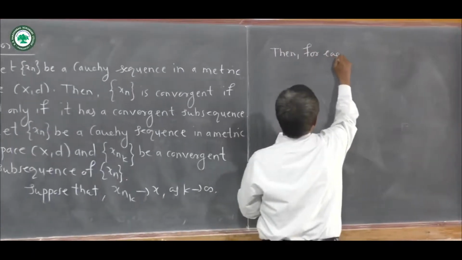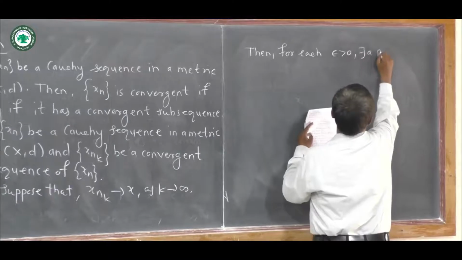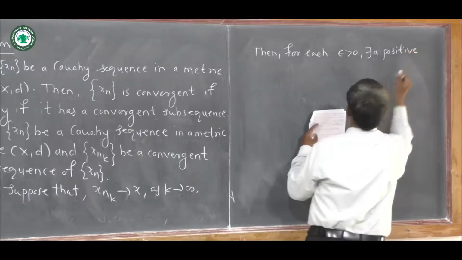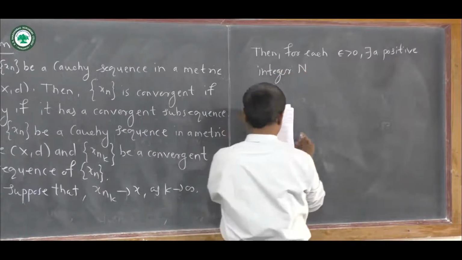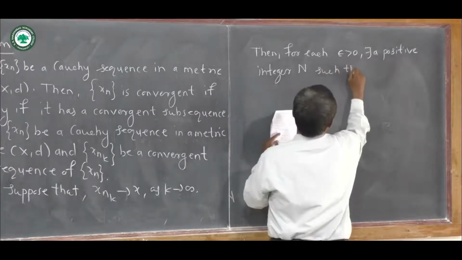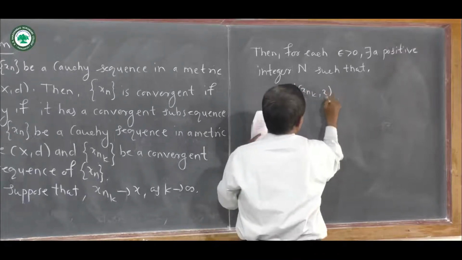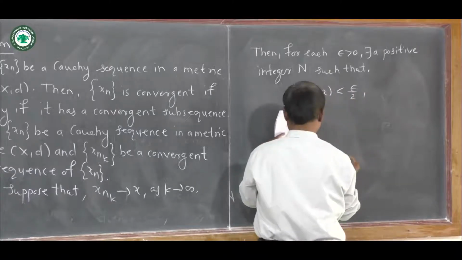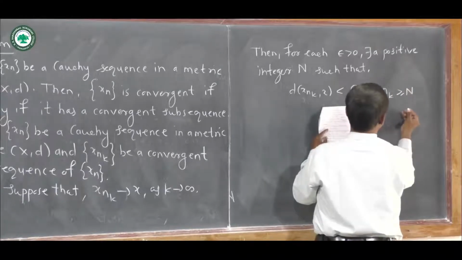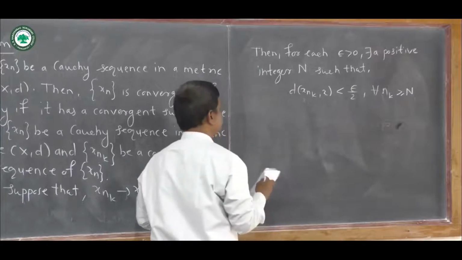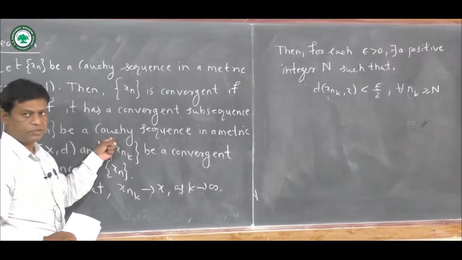for each epsilon greater than 0, there exists a positive integer capital N such that the distance between x_{n_k} and x is less than epsilon by 2 for all n_k greater than or equal to N. Now this sequence x_n is a Cauchy sequence, so we are going to use this.